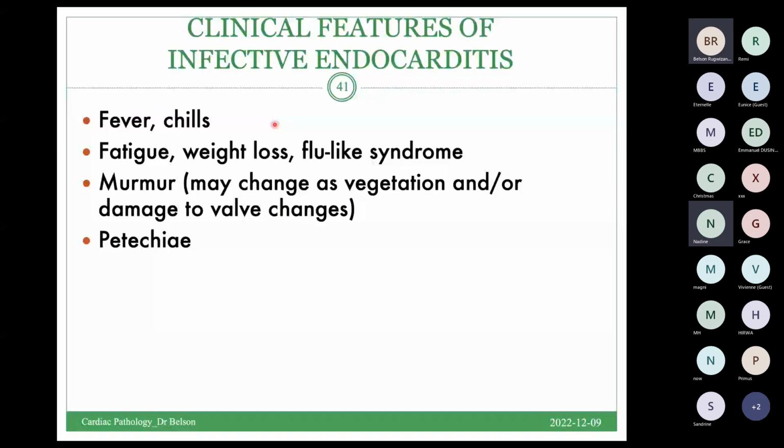The clinical signs are fatigue, chills, weight loss, a flu-like syndrome, or malaria-like illness. The murmur may change as the vegetation and or damage to the valve changes. A murmur is heard during auscultation: you hear the heart beating, but between one beat and the next you hear something like flowing water. That means blood is returning, a sign that there is a regurgitation of the blood. At that moment it should be silent, but if you hear a rush of blood, there is a problem.